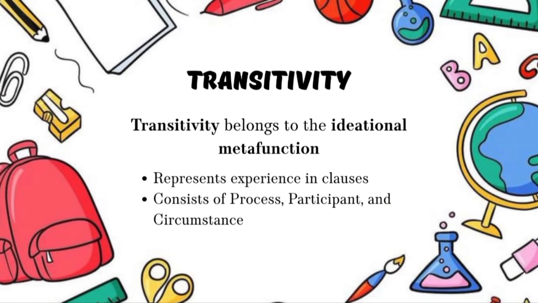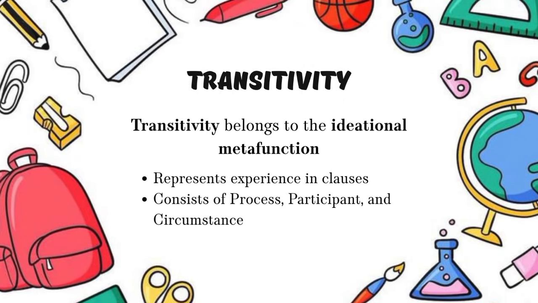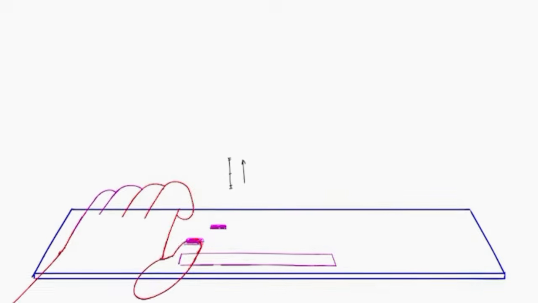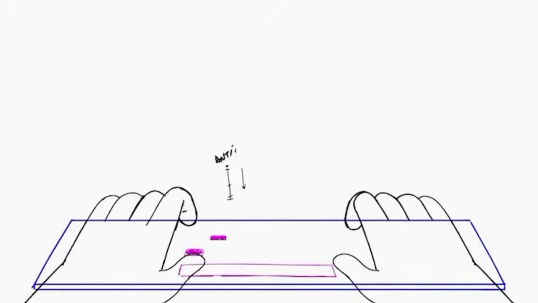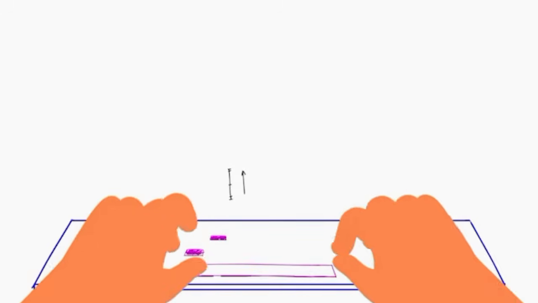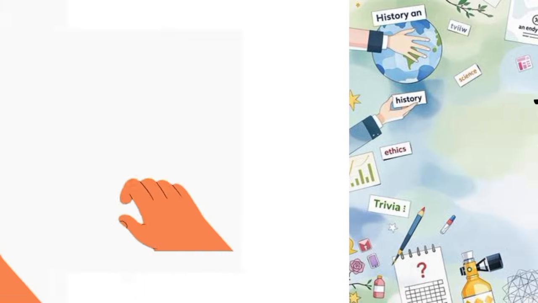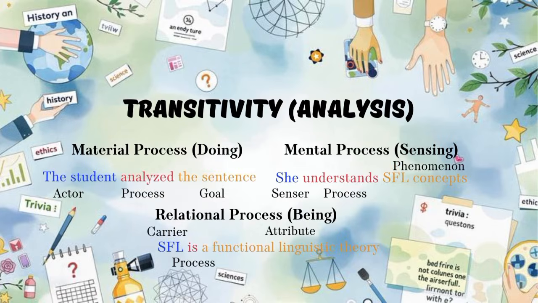Transitivity belongs to the ideational metafunction. It explains how language represents experience through processes, participants, and circumstances. So, in the transitivity system, there are six main process types.